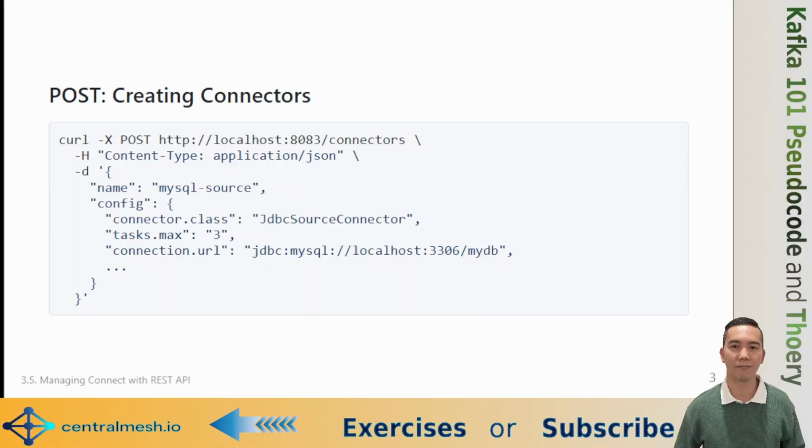For example, we specify the connector class, which tells Connect what plugin to use. We define tasks.max, which determines the maximum number of tasks Connect may create for this connector. Then we provide connection details such as the database URL and any other connector-specific settings. The nice thing is that regardless of whether you are creating a JDBC connector, an Elasticsearch connector, or an S3 connector, the overall structure of the REST request remains the same. Only the configuration properties change.